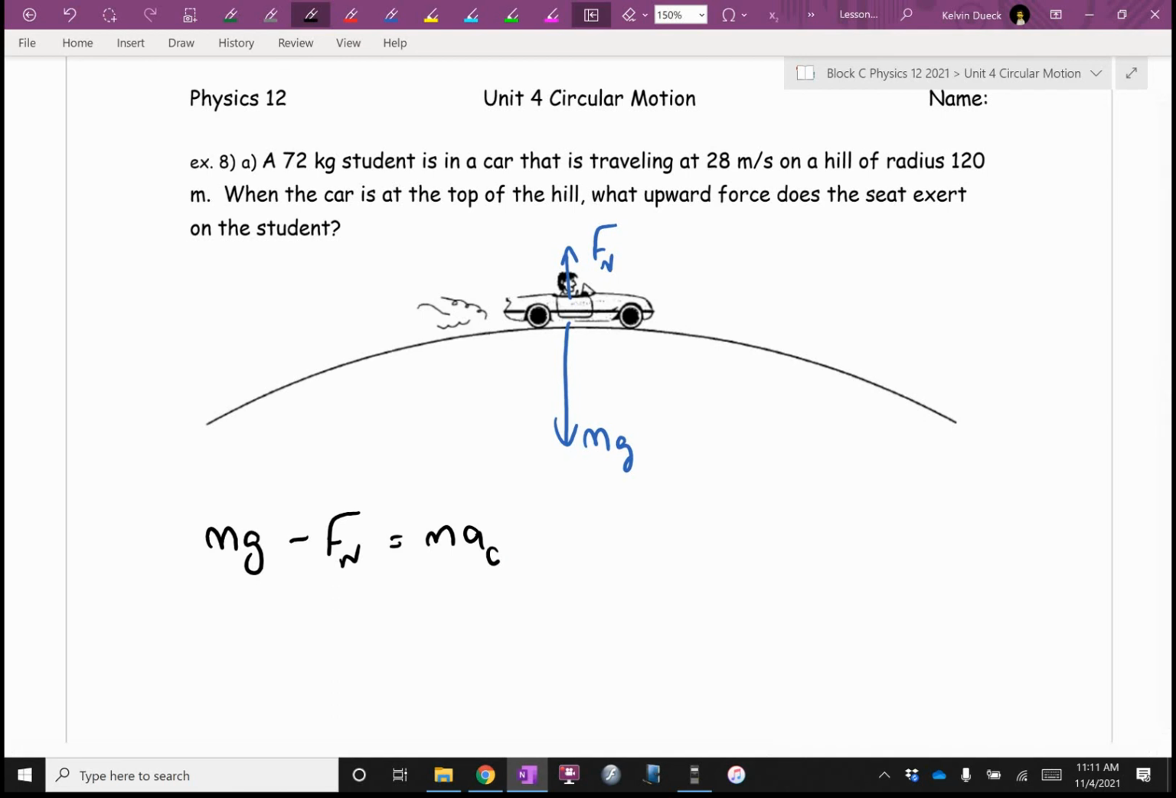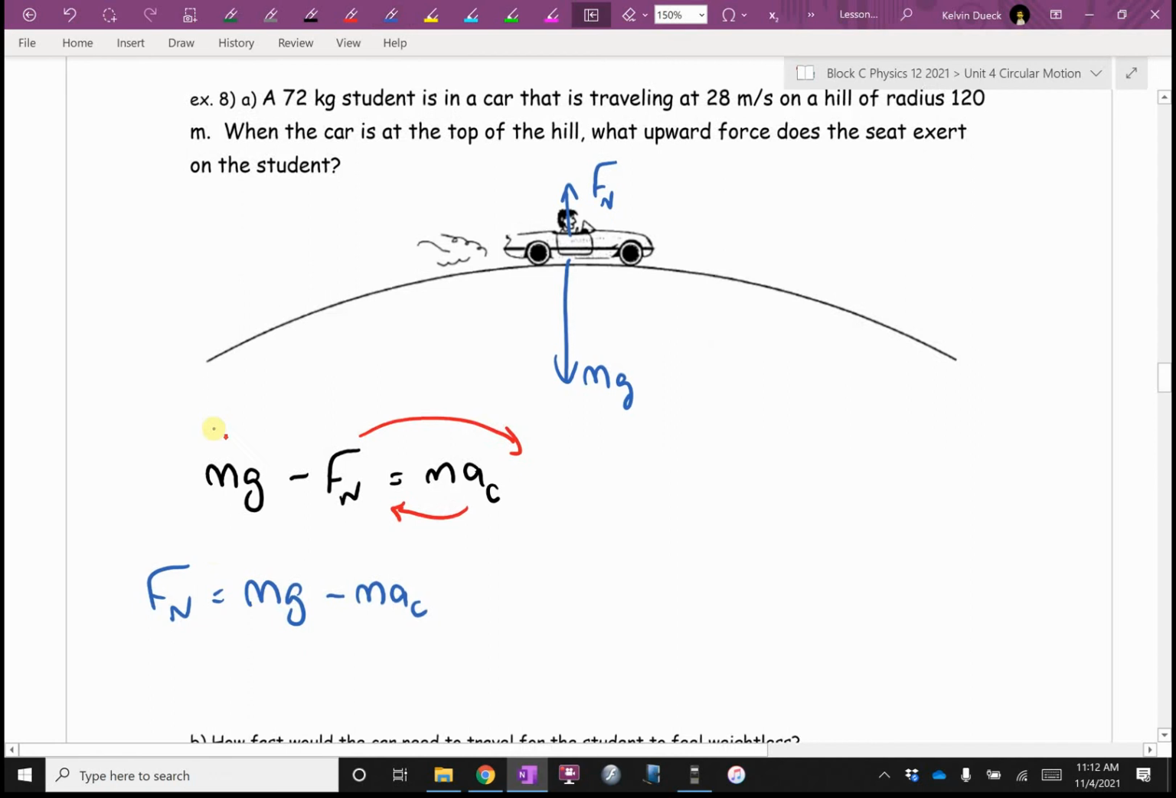What am I trying to find? Oh, swappy dance. Yes? What's right in front of the normal force that I don't like? The minus sign. So I'm going to plus this here, minus that there, and I'll get mg minus MAC, and if you don't mind, I'll put the normal force on the left because that's kind of where we're used to seeing things.